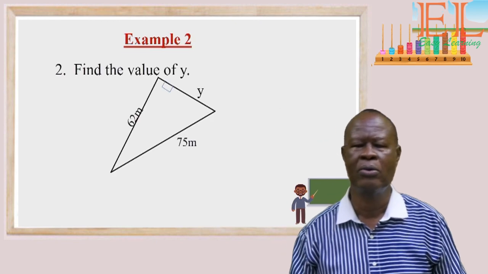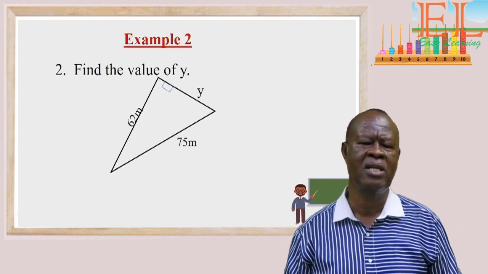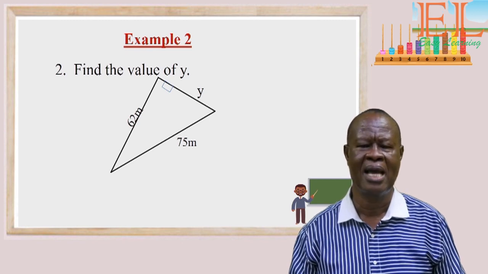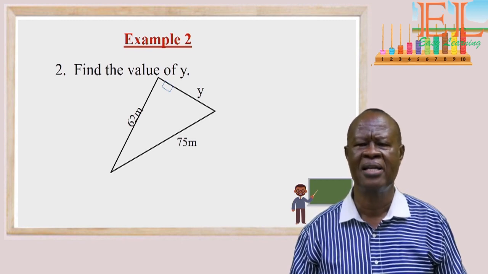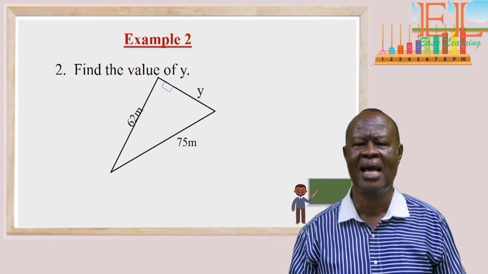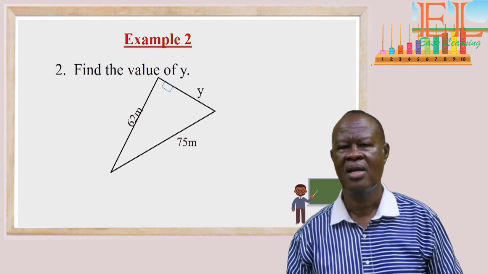Let's see the next example. Here the hypotenuse is given and one other side is given. So you have to find the second side that helps to form the right angle triangle.